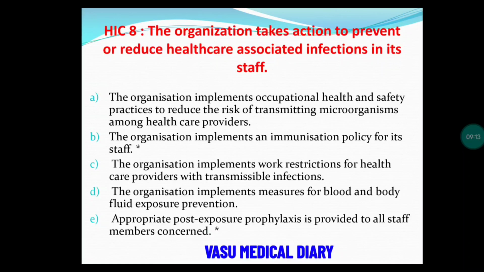HIC 8. The organization takes action to prevent or reduce healthcare associated infection in its staff. The organization implements occupational health and safety practices to reduce the risk of transmitting microorganisms among healthcare providers. This is to prevent cross-infection as well as infection to employees. The organization implements an immunization policy for its staff. So HR is responsible for this. And the organization implements work restriction for healthcare providers with transmissible infection, where you will control or restrict the staff. If they are affected with any communicable disease, they will not come for job.